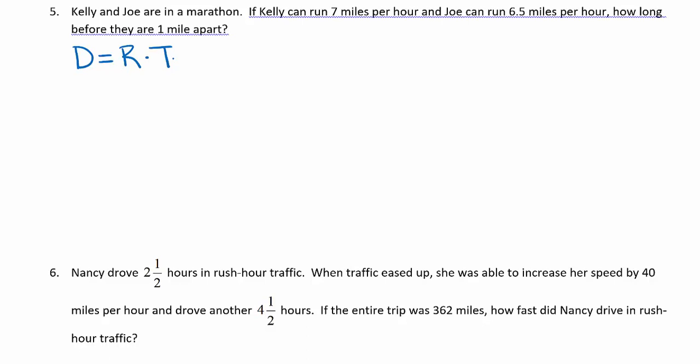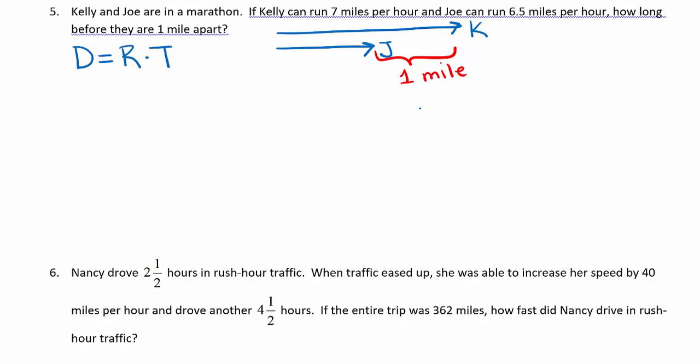So number 5 says Kelly and Joe are in a marathon. If Kelly can run 7 miles per hour and Joe can run 6.5 miles per hour, how long before they are 1 mile apart? So what's happening in this problem is you could assume that these two people start at the same time in the same place, but Kelly is running faster than Joe, and so she's moving ahead of him. And we want to know at what point in time is she 1 mile in front of him? When is that distance between them 1 mile apart?